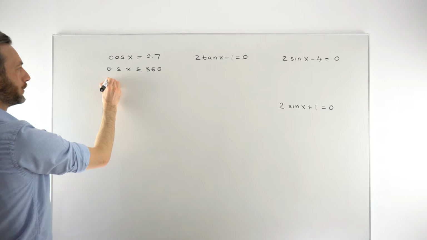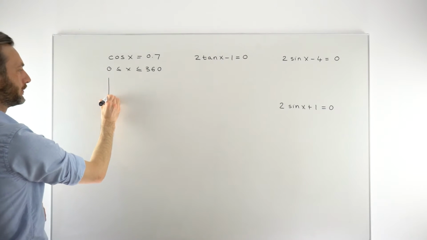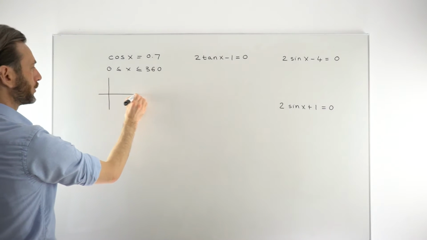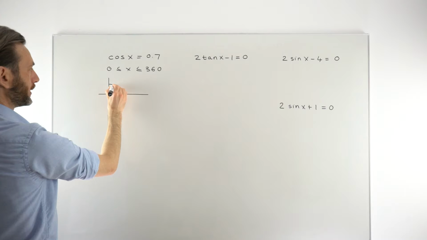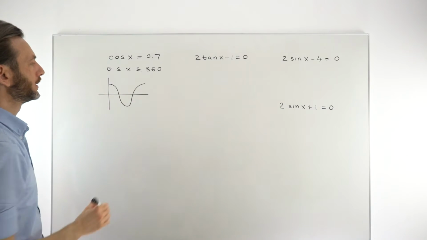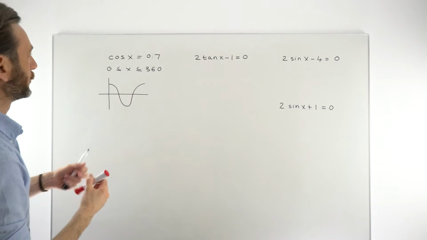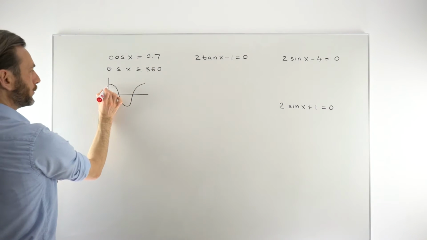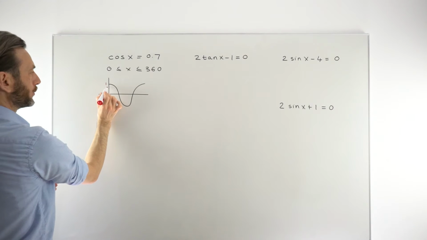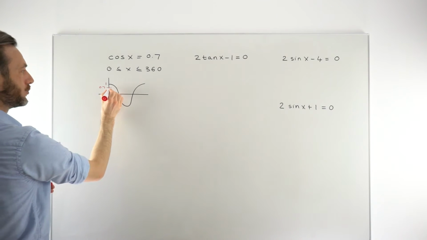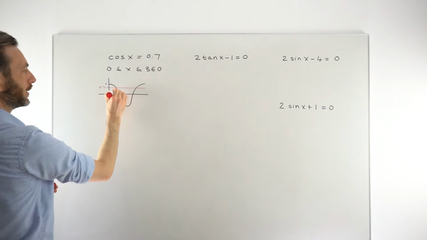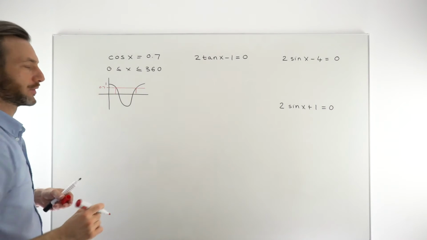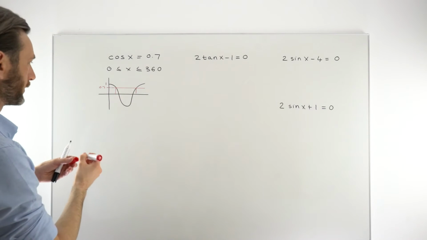What we're going to do with this one is draw a cosine graph, just to visualize what we're working with here. So just marking on the point 0.7. Remember, 1 is the highest point on a cosine graph, so 0.7 would be close to 1, somewhere there. If you draw a line through the graph, where that line hits the graph, those are going to represent your 2 solutions to this equation.